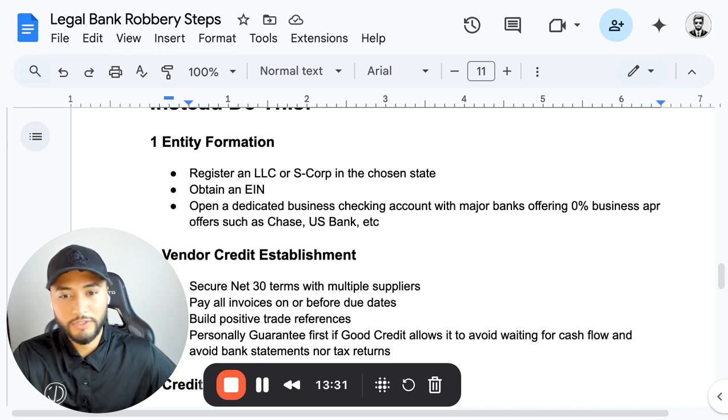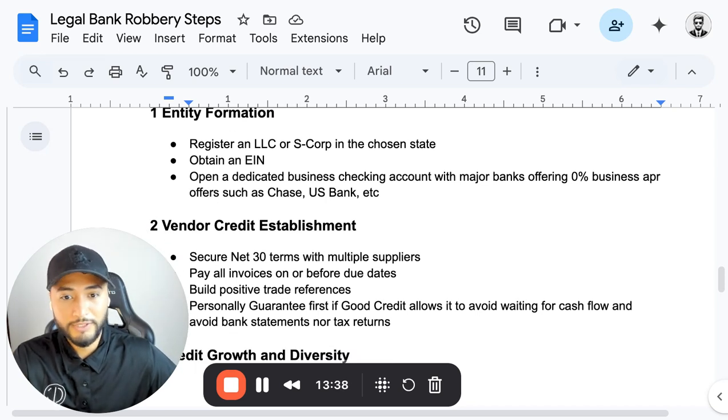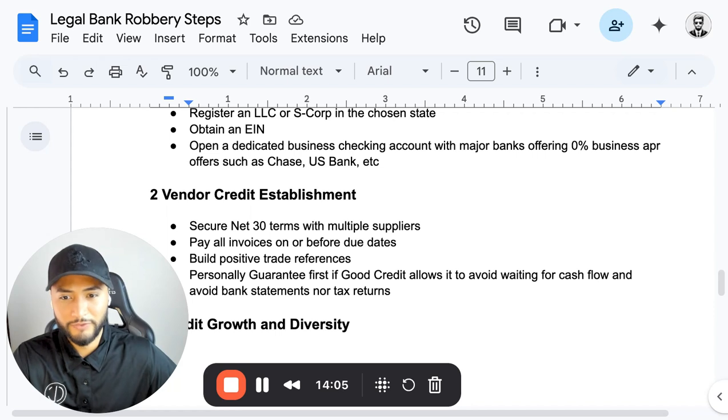Now, after you have an LLC or a business entity, you want to get an EIN. You can do this on irs.gov. Then you go to a bank and open a business checking account that offers 0% business APR. There's Chase, there's US Bank, and many, many more. The 0% offers are great because you can start your business and not have to pay any interest for 12 to 15 months. That really helps you when you're trying to build up your client list, learn the skills, and establish yourself. So you've got to take advantage of that for sure.